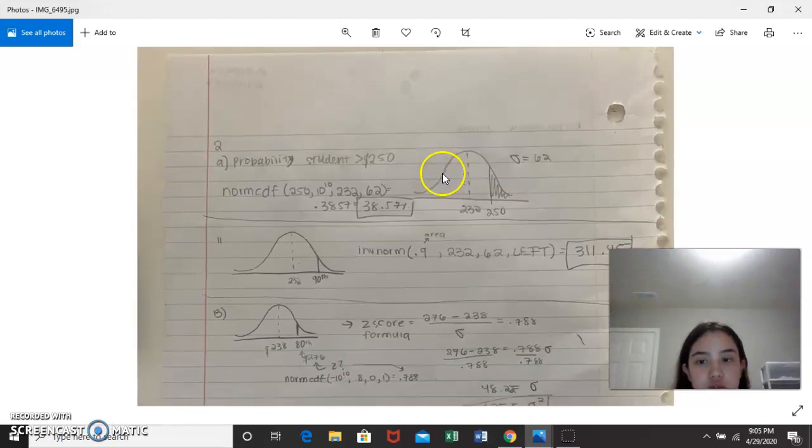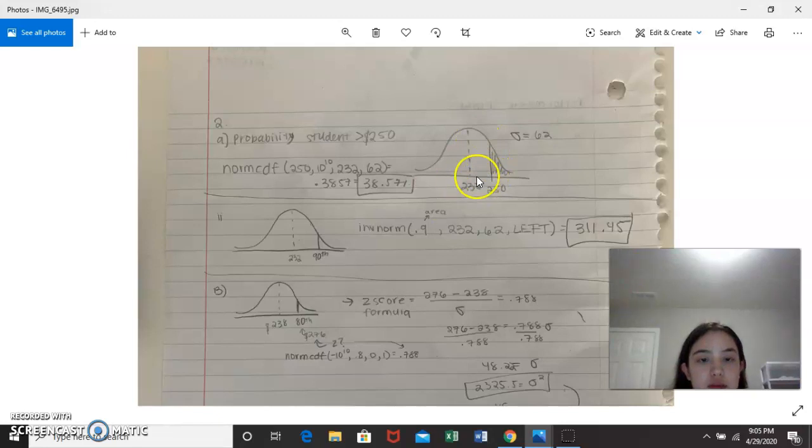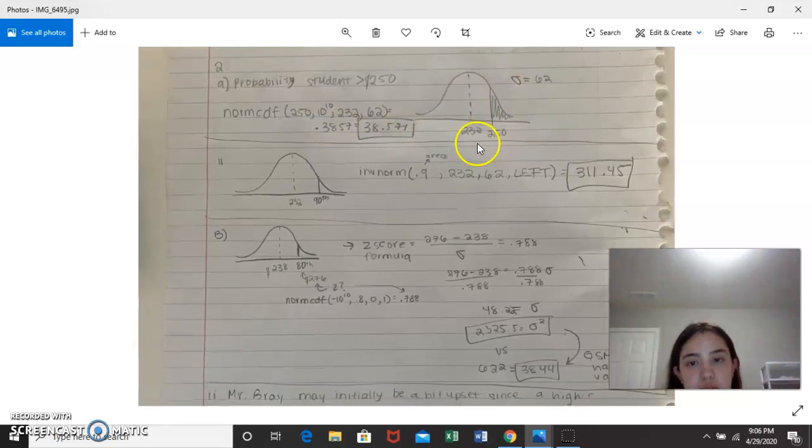Okay, so question 2, number 1, I think I was asking for the probability that students would need more than $250 in repairs. Since the mean and the standard deviation were given, I could just plug this into norm CDF. This was my lower bound, this was my upper bound. I was calculating the area to the right of 250. Then I set this as my mean and this as my standard deviation, and I got 0.3857, which is 38.57%.